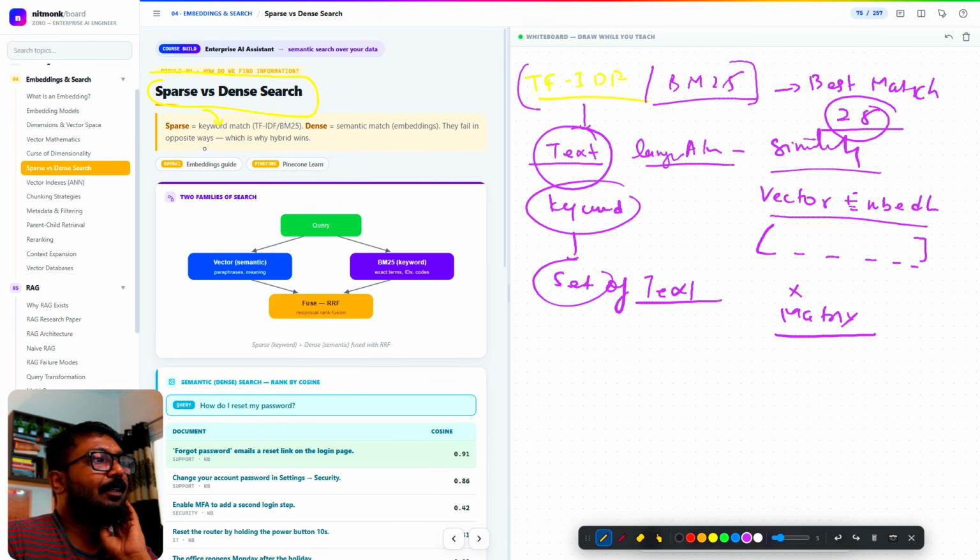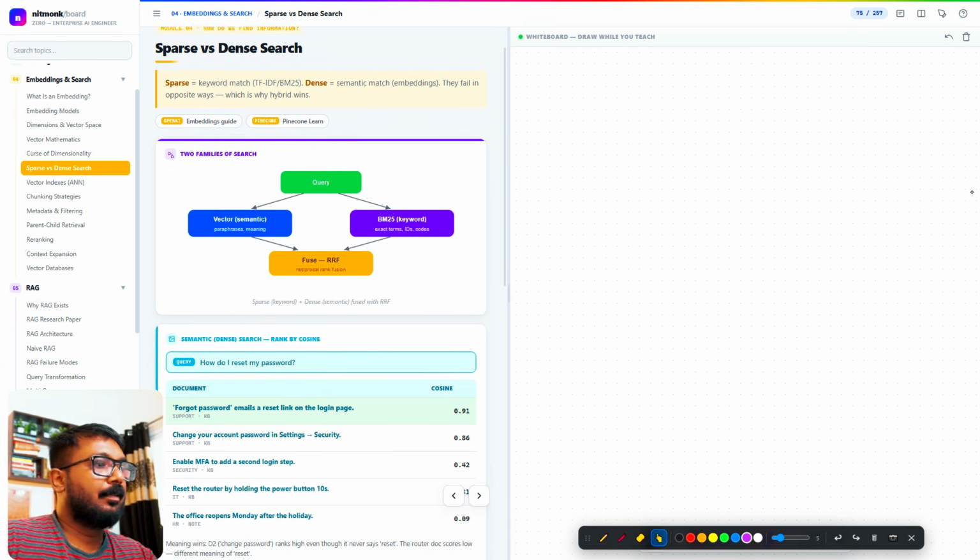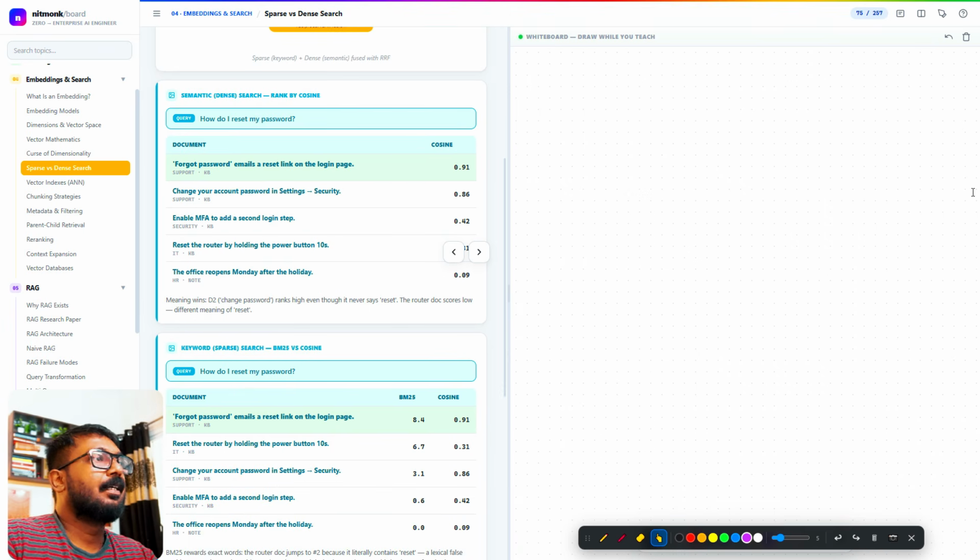If you try to understand, you can get it from here, like the embedding guide and Pinecone Learn. The query comes over here and gets converted to a vector, that is semantic, which we understood about vector embeddings. Then we have BM25 for exact terms, IDs and codes, and then we get that fusion, the output from the embedding, right? Now let's look at this one. Here what happens is the semantic dense search. Let's say, how do I reset my password?